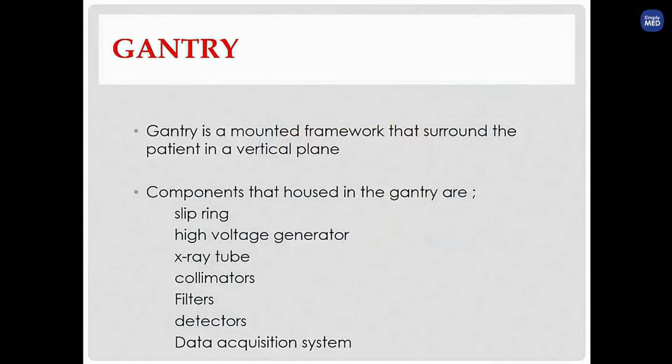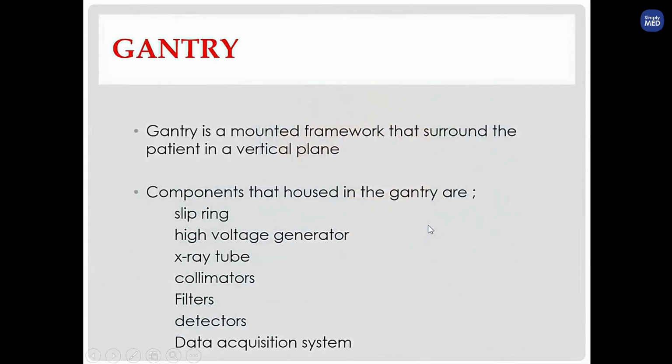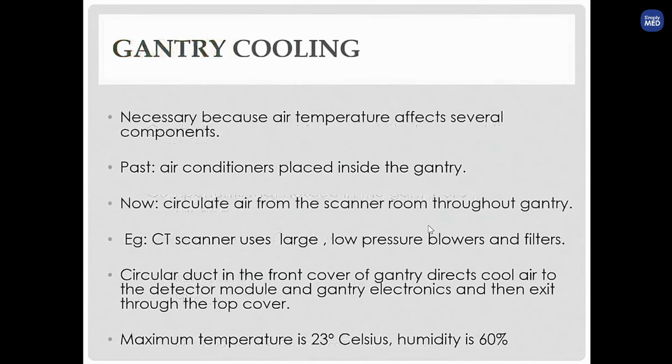We have the gantry. The gantry is the mounted framework that surrounds the patient in a vertical plane. So this is your gantry. This part is your gantry. In the gantry there is the slip ring, high voltage generator, X-ray tube, collimator, filters, detector, and data acquisition system.